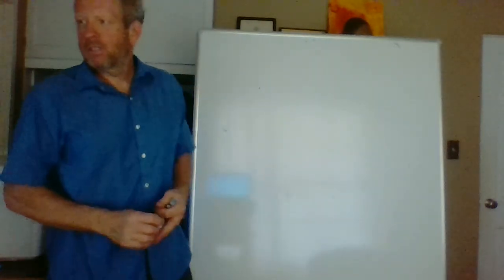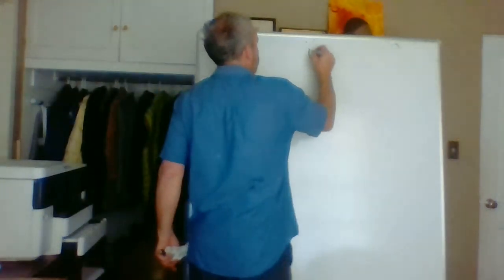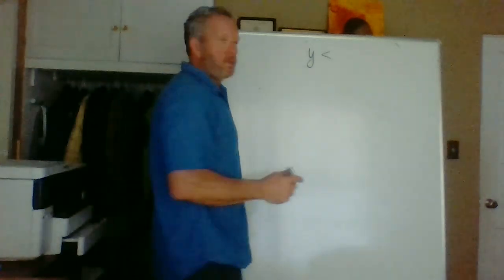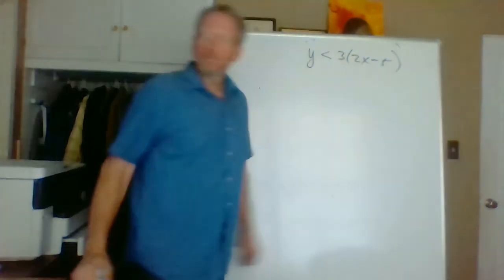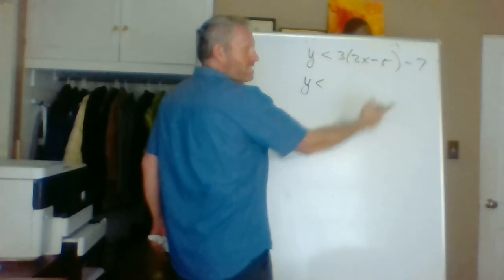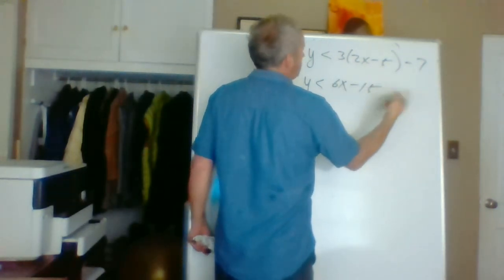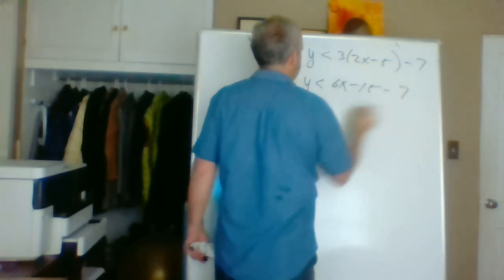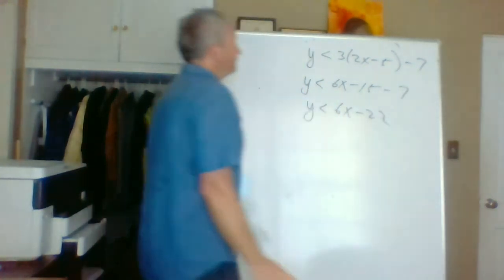Is this the last question? Yes. Graph y is less than 3 times 2x minus 5, minus 7. Now in this one, I asked you to make a graph. Let's go ahead and do the distributive rule and combine like terms. Let's tidy this up a little bit here. You don't have to, but come on, it's going to make things a lot nicer. So y is less than 6x minus 22.